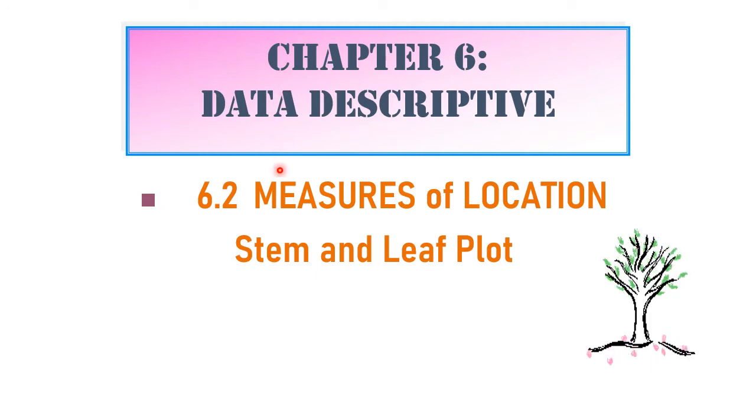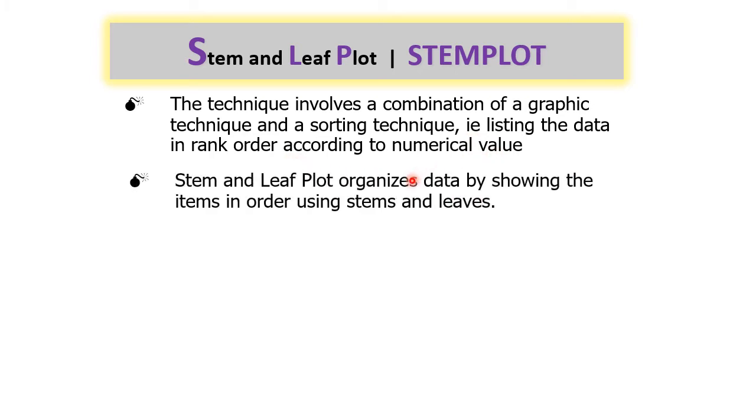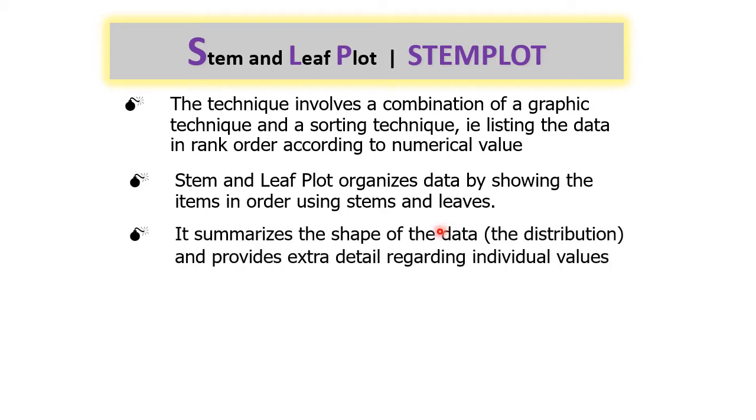So in this video, we discuss stem and leaf plot. So what is a stem and leaf plot? This stem plot is a technique that involves a combination of the graphic technique and the sorting technique, that is listing the data in rank order according to numerical value. Stem and leaf plot organizes data by showing the items in order using stems and leaves. It summarizes the shape of the data, that is their distribution, and provides extra detail regarding individual values.